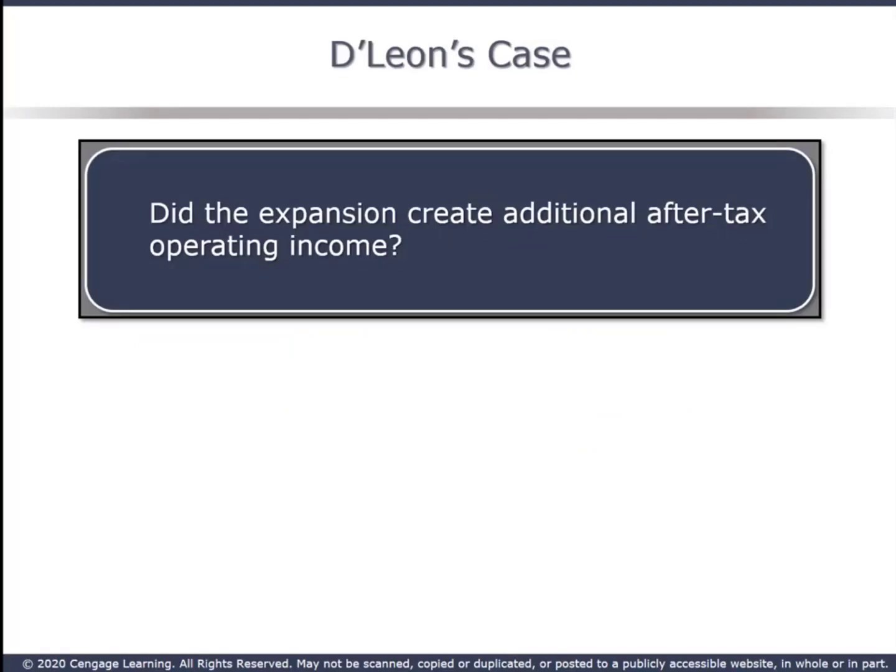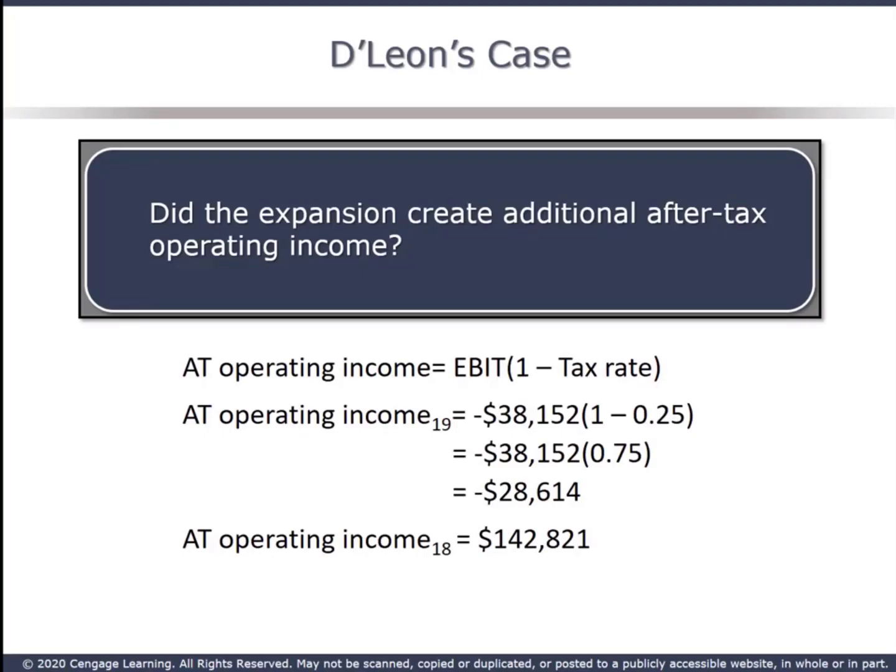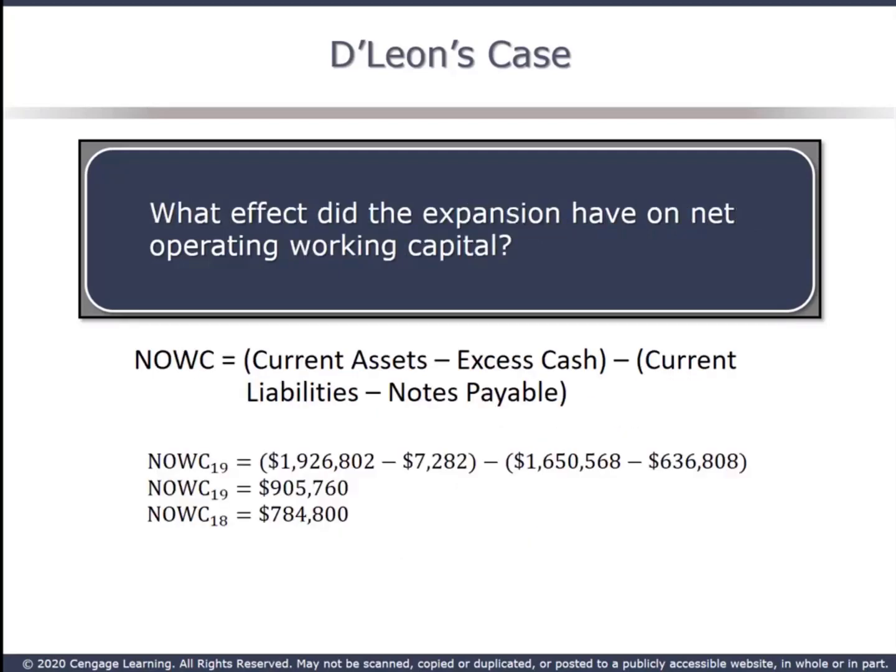After-tax operating income takes taxes into account, but not interest expense. De Leon's after-tax operating income swung from a positive $142,821 in 2018 to a negative $28,600 in 2019. Remember our defined definition of net operating working capital.